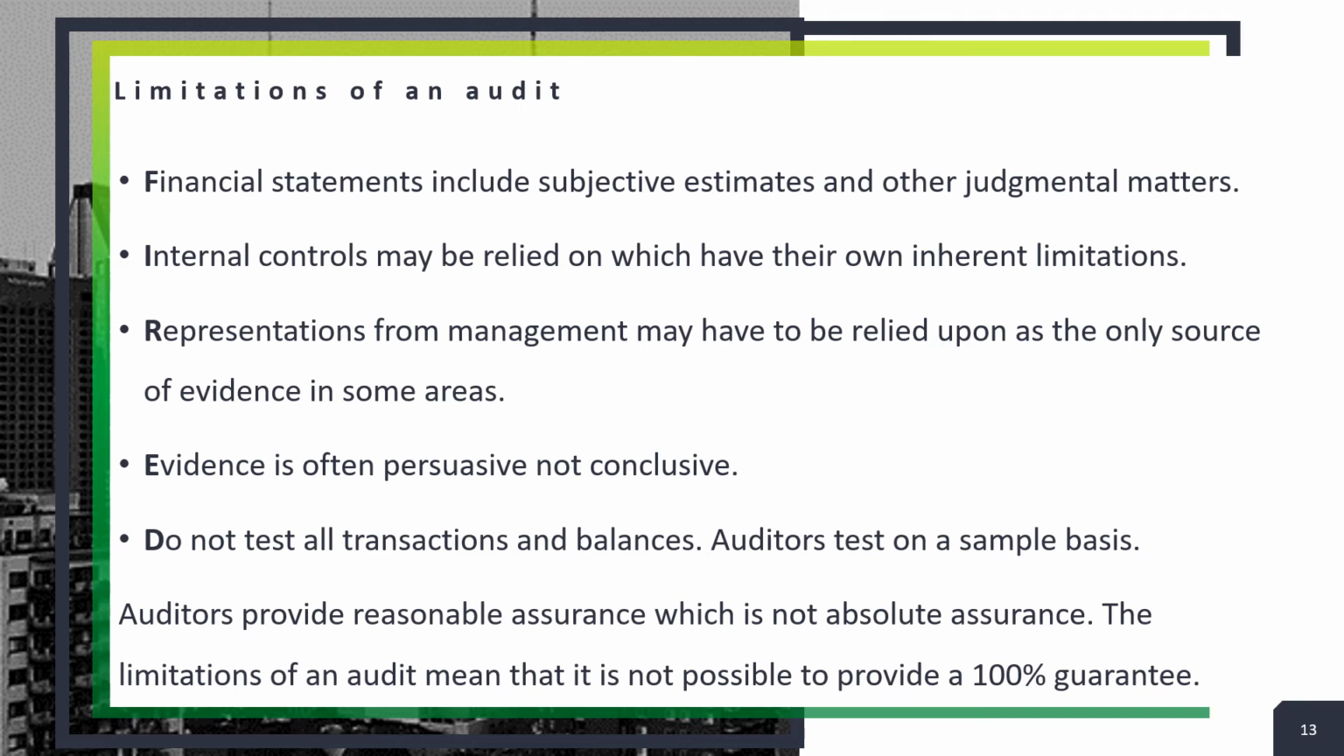Limitations of an audit. Financial statements include subjective estimates and other judgmental matters. Internal controls may be relied on which have their own inherent limitations. Representations from management may have to be relied upon as the only source of evidence in some areas. Evidence is often persuasive, not conclusive. Auditors do not test all transactions and balances. Auditors test on a sample basis. Auditors provide reasonable assurance, which is not absolute assurance. The limitations of an audit mean that it is not possible to provide a 100% guarantee.